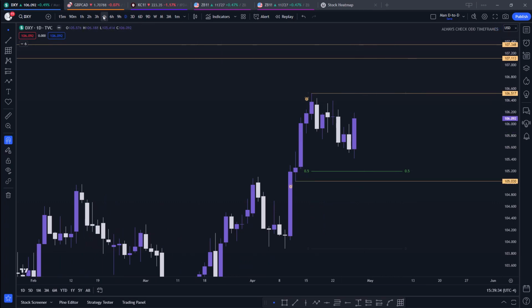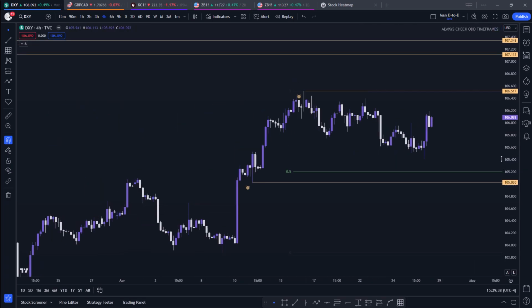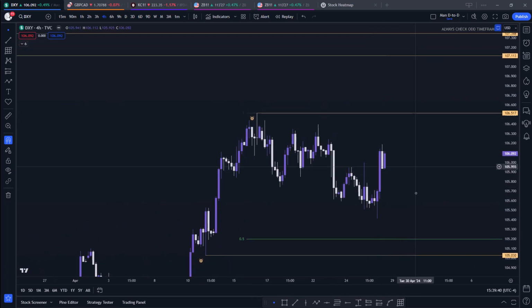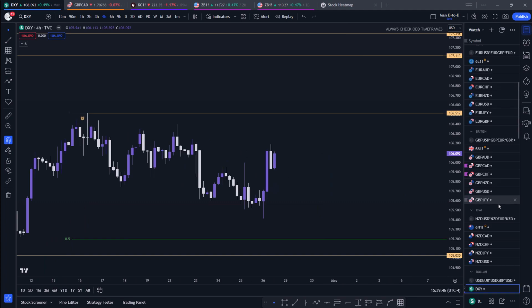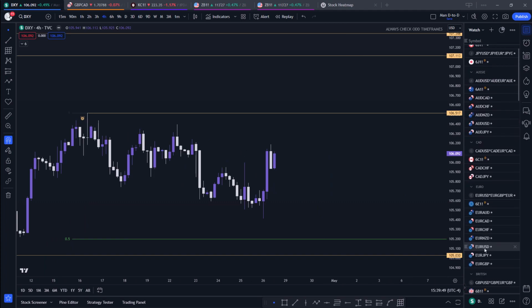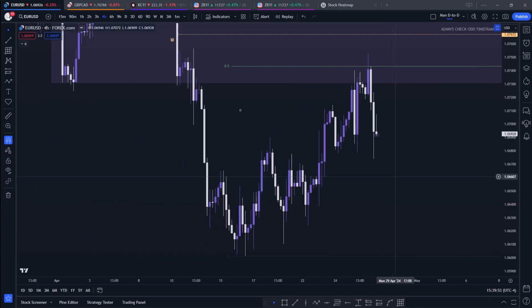If we don't get that, then of course we will use the confirmation that we got from the 4-hour chart to continue higher. But personally, I would like to see price continue lower earlier on in the week. And when we shift over to euro dollar, we would be able to see exactly that as well.